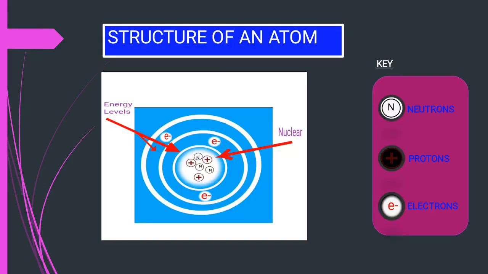So we begin with the structure of the atom, and like you can see here, we have an example of this particular atom. An atom is usually made up of two main parts. The first part is what we have here at the center, called the nucleus, and then we have this outer shell or outer region. All of this is called the energy level. So the number of energy levels depends on the size of the atom.